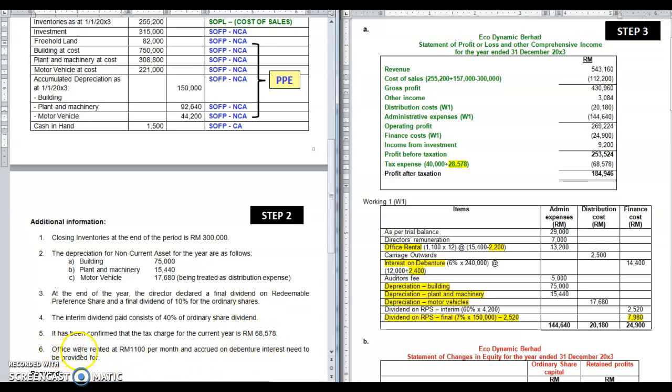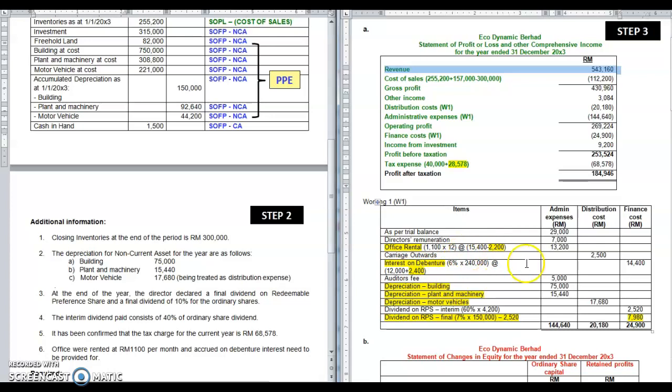It is also mentioned that the office was rented at 1,100 ringgit per month, and accrued debenture interest needs to be provided for. So there are two items that need to be adjusted here. One is the office rental and the other is the debenture interest. As you can see here, in this row, I already highlighted the adjustment. You have to add another 2,200 ringgit for office rental and 2,400 ringgit for the interest on debenture.